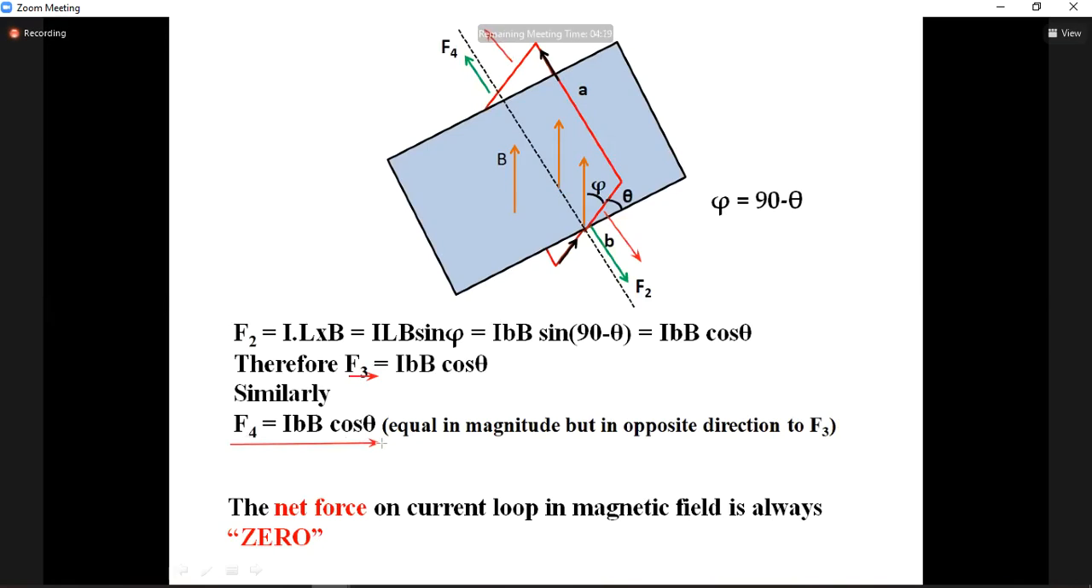Both are the same, but both are in opposite direction. What we have seen so far is that F1 and F2 are the same in magnitude, like this one and this one at the bottom. Both are the same in magnitude, but in opposite direction. So net force due to the length A of the wire is equal to 0. In the same way, you have F2 and F3. They are equal in magnitude, but again in opposite directions. So net force for the component of the wire having length B is equal to 0. So the total net force acting on the loop is now equal to 0.